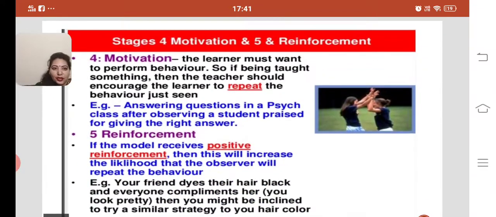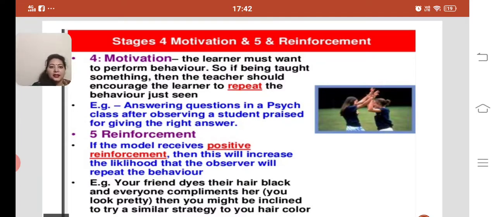Stage 4, motivation, and 5, reinforcement. Motivation, as you know, is internal also, external also. You are internally motivated and sometimes you are externally motivated also by rewards. The learner must want to perform the behavior. So if someone is being taught something, then the teacher should encourage the learner to repeat the behavior just seen. For example, it will be an external motivation. Through rewards and praise, we can motivate other persons.